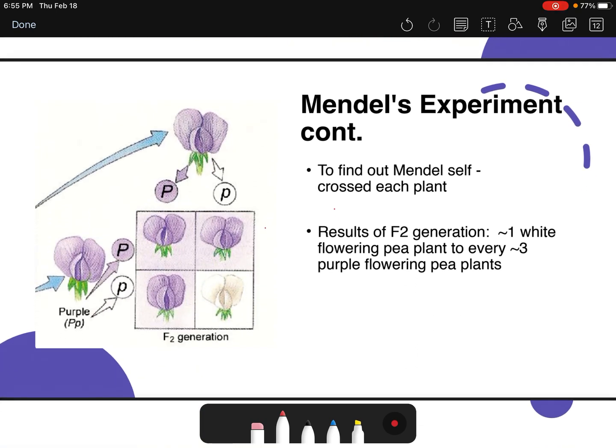So to find out where that white allele went, Mendel did a self-cross with the plants. That just means that he basically took each plant and had it fertilize itself. The result of that was that there was about 1 white flowering pea plant to every 3 purple flowering pea plants. You can see that over here. When he crossed them, you got purple expressed here, purple expressed here, and then white was only expressed in the 1.